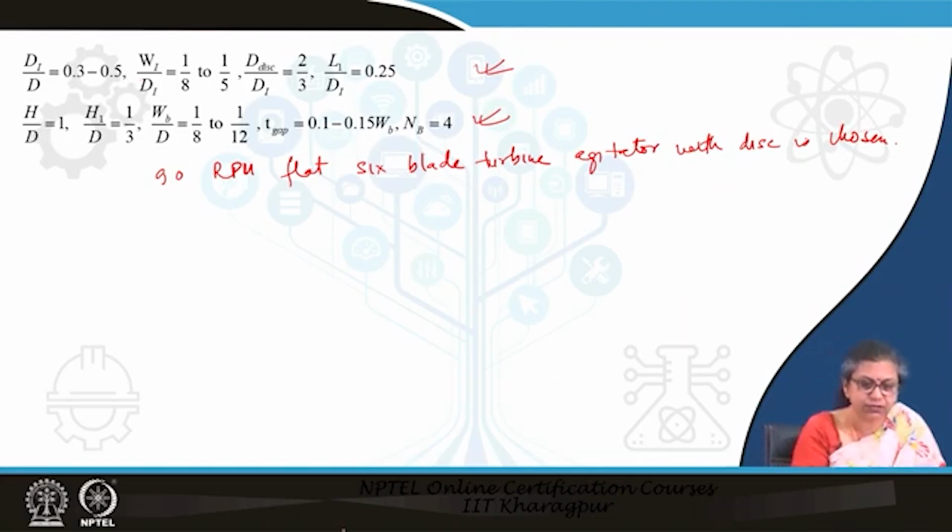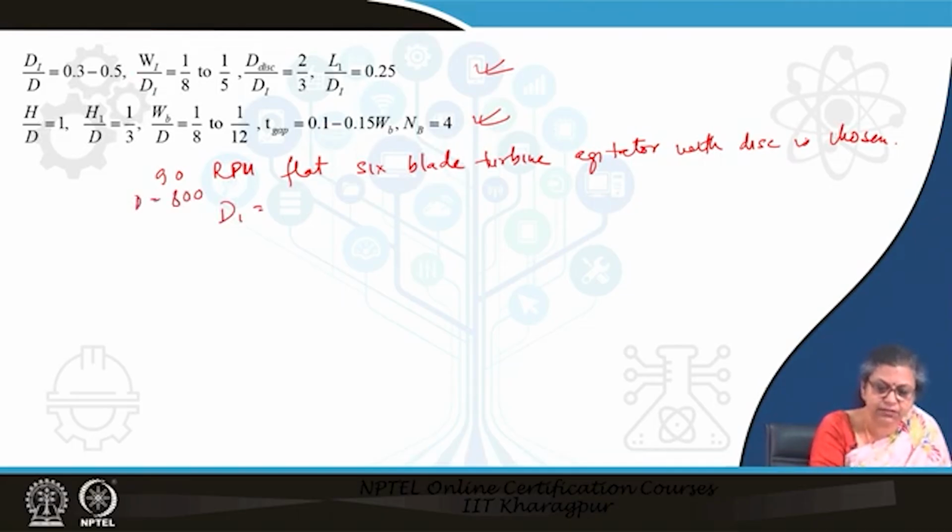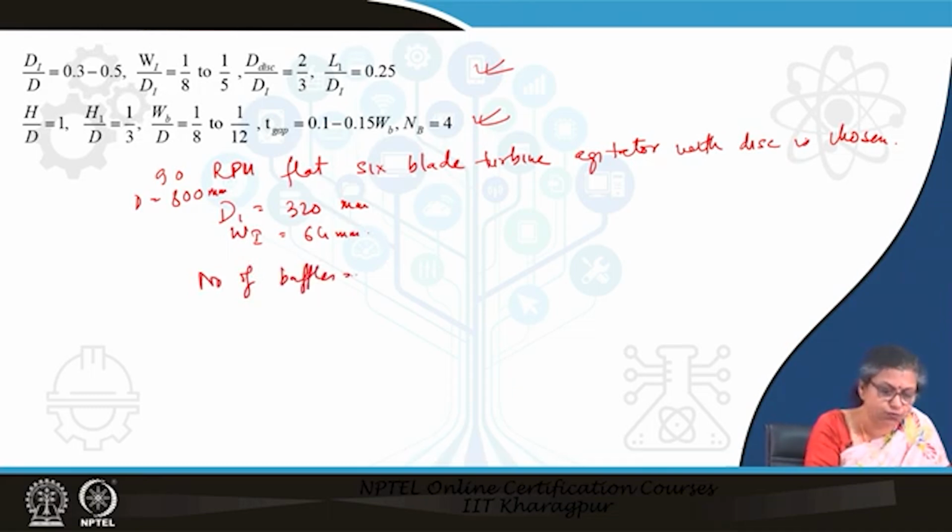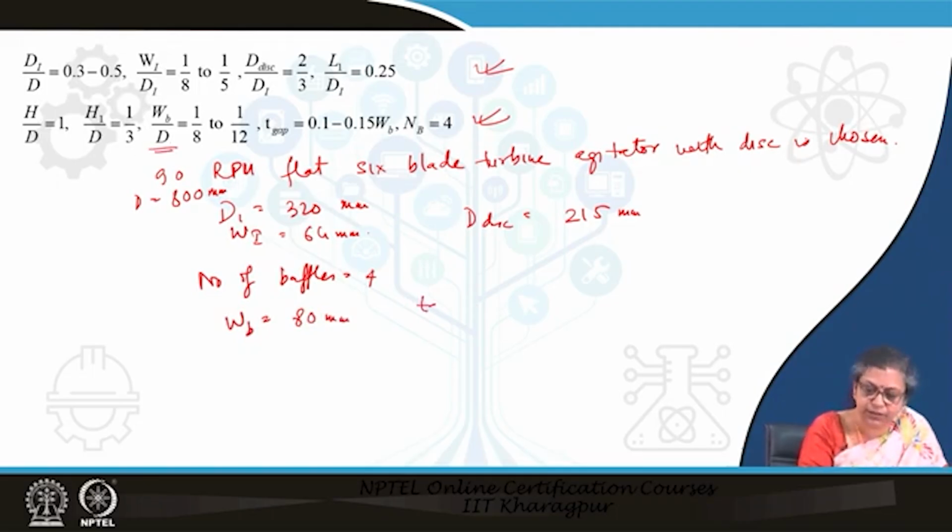Based on that, for D equals 800 millimeters, you can calculate DI, you will be getting 320 millimeters, WI you will be getting 64 millimeters. In this particular way you can keep on calculating. The number of baffles is equal to 4, D disc will be roughly 215 millimeters, and the WB, the width of the baffle, will be 80 millimeters. I am simply substituting everything in this particular equation. The gap will be around 8 millimeters, etc.